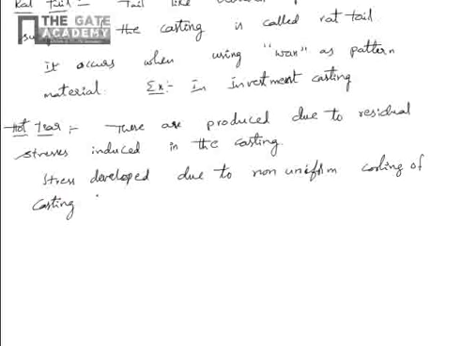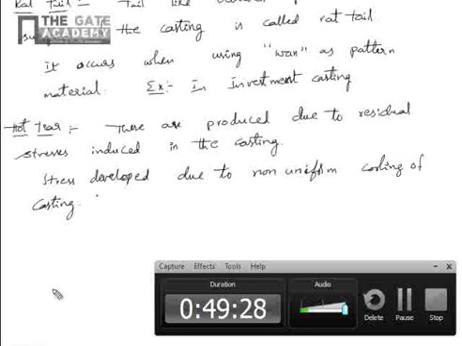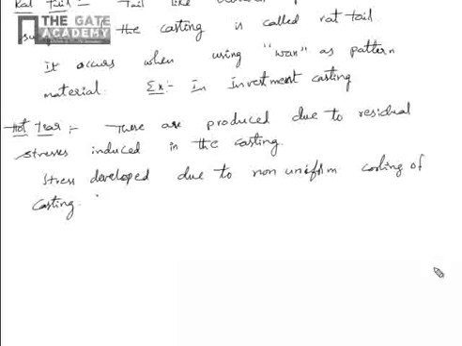Because of non-uniform cooling, shrinkage cavities take place. So due to that, hot tears on the metal pieces take place. Next one, cold tear. Whenever residual stress is induced due to falling of a droplet of cold liquid on hot casting, this happens.